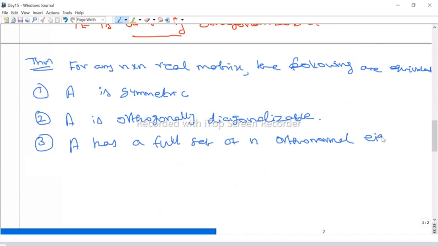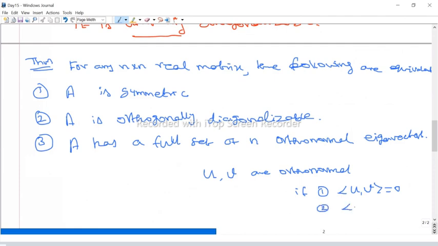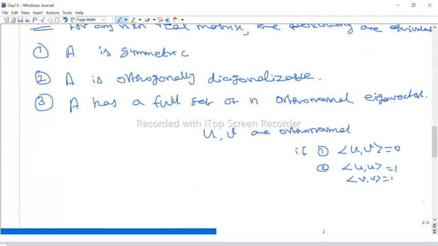So what do you mean by orthonormal? Suppose we have two vectors, u and v. We say u and v are orthonormal if the first condition is that the inner product of u and v is 0, and the inner product of u with u and of v with v is 1, that is, the norm is 1. The inner product of two different vectors should be 0. Such vectors are called orthonormal.